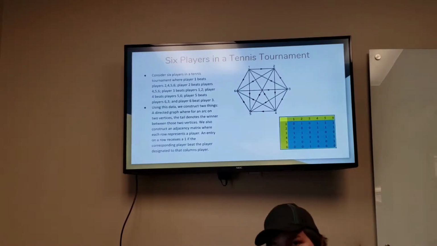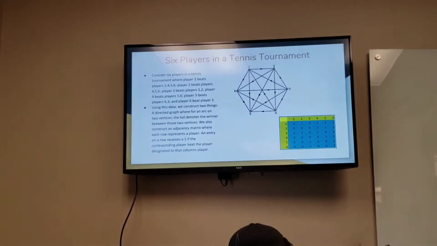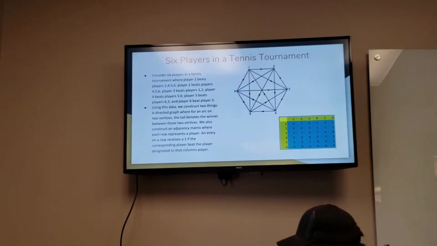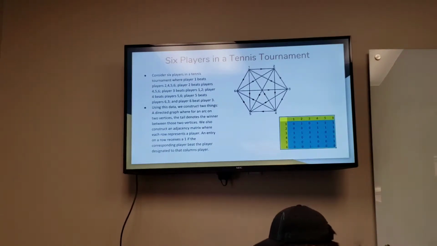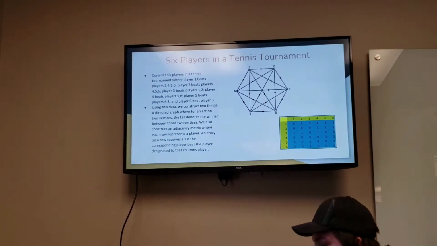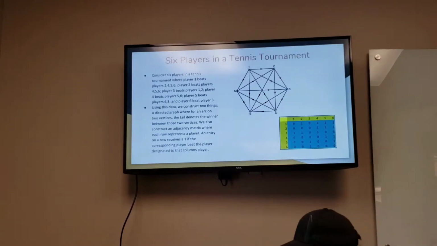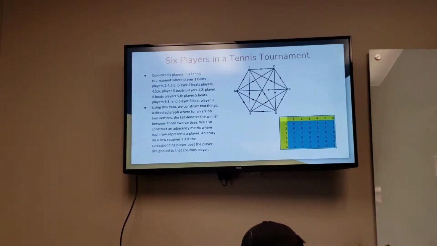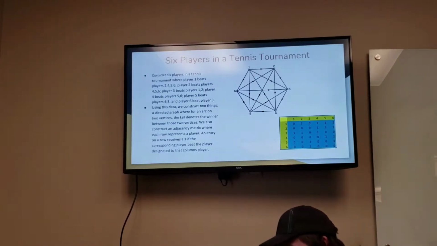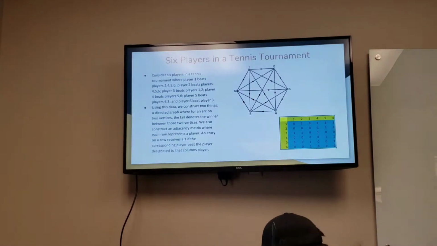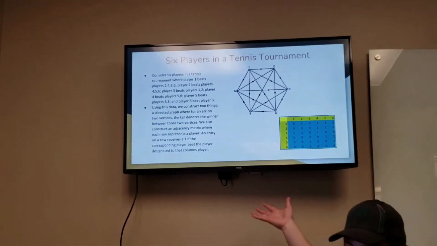Using this data, we can construct 2 things. We can construct a directed graph where for any arc on 2 vertices, the tail denotes the winner between those 2 vertices. And we can also construct an adjacency matrix where each row represents a player, and an entry in a row receives a 1 if the corresponding player beat the player designated to that column player, as seen above.